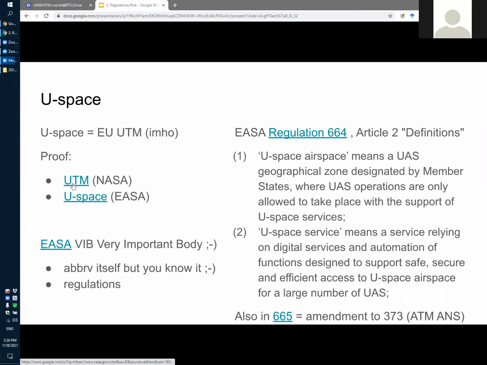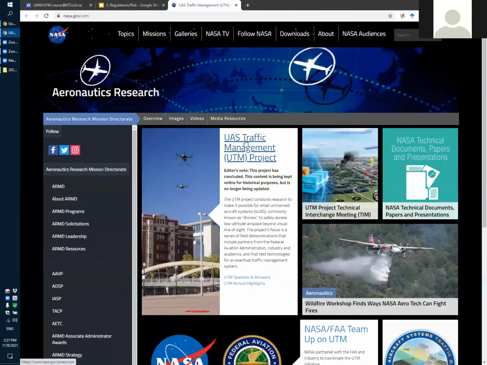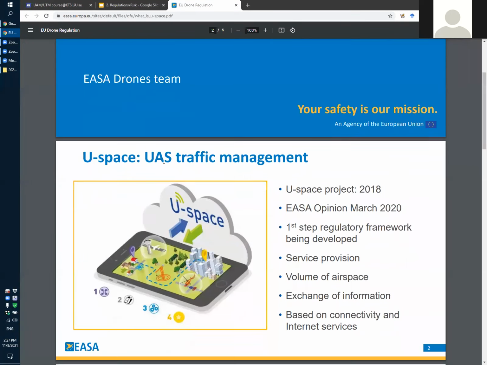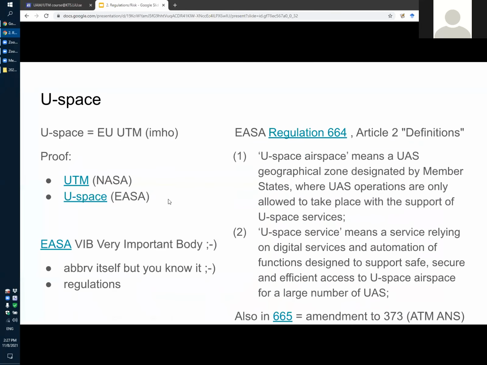The term UTM was coined by NASA, and if you look at the definition of it, as we said, it's UAS traffic management system. They had this UTM project. It will come up more during this course. Well, UTM is in the name of the course. Now, if you look at the EASA definition of U-space, UAS traffic management, it's completely equal to the definition of UTM from NASA. So I guess I have reason to say that U-space is the European analog of UTM.